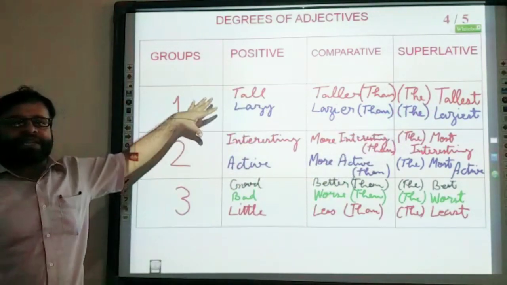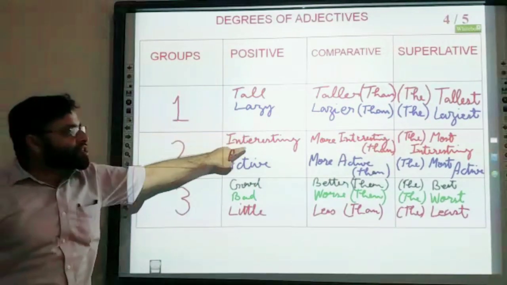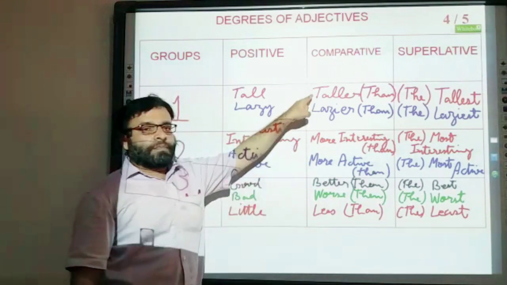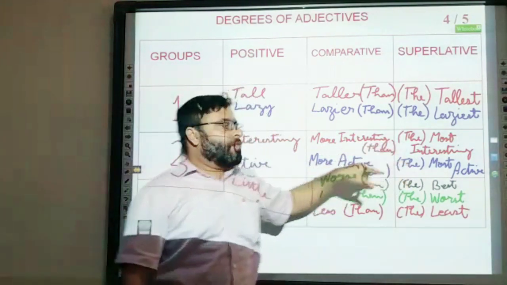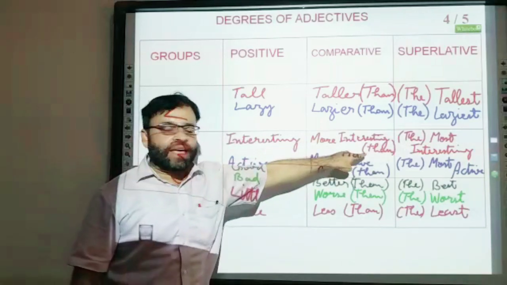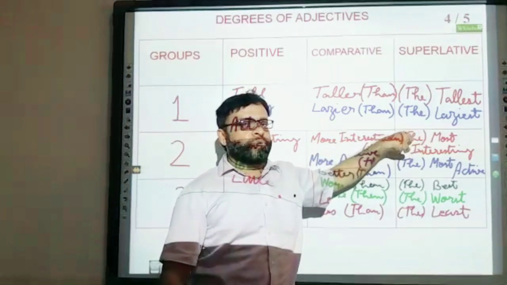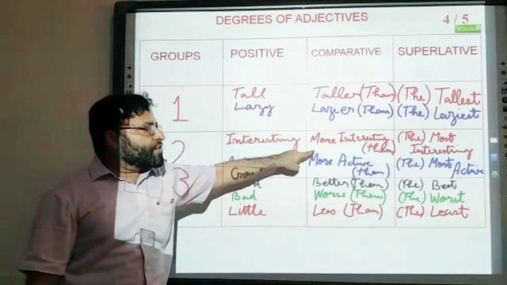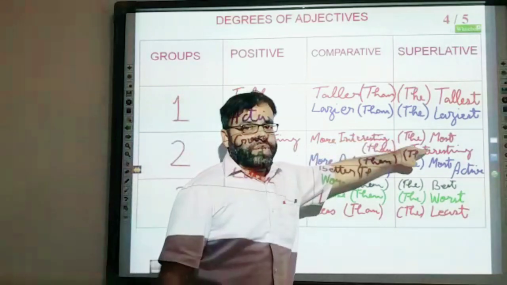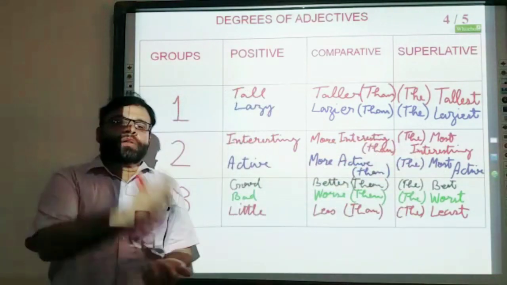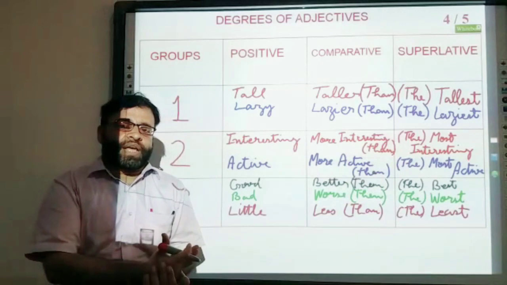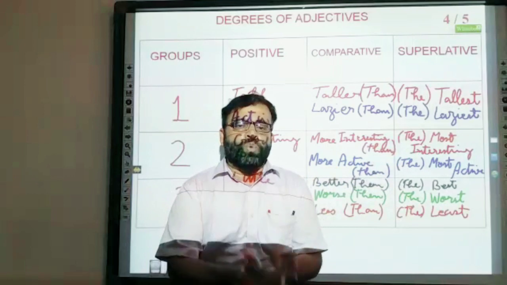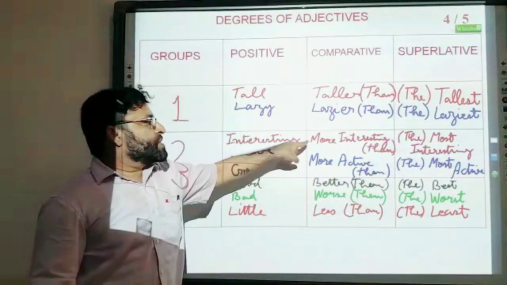The second group of adjectives are those in which we do not make any changes to the adjective, but we add more in the comparative and most in the superlative. When you are using more, you have to use than at the end, and when you are using most, you have to use the in the beginning. Okay. For example, interesting, more interesting than, the most interesting. This book or this novel is more interesting than what I read last week, or this is the most interesting movie I watched. Okay, so you have to use this.